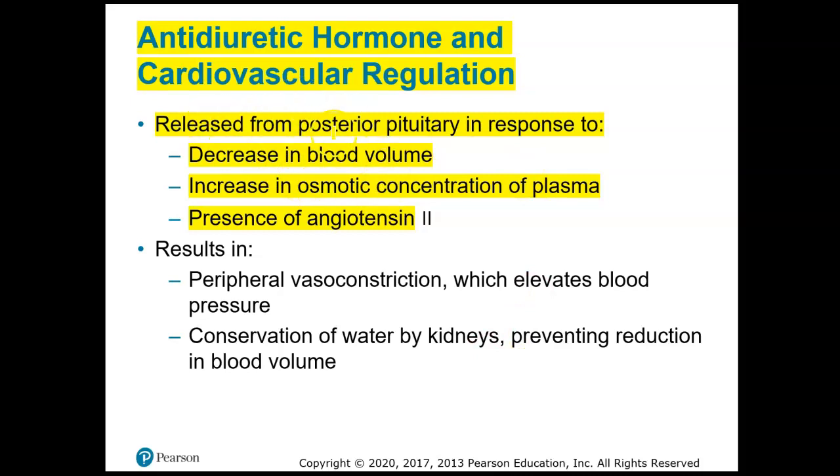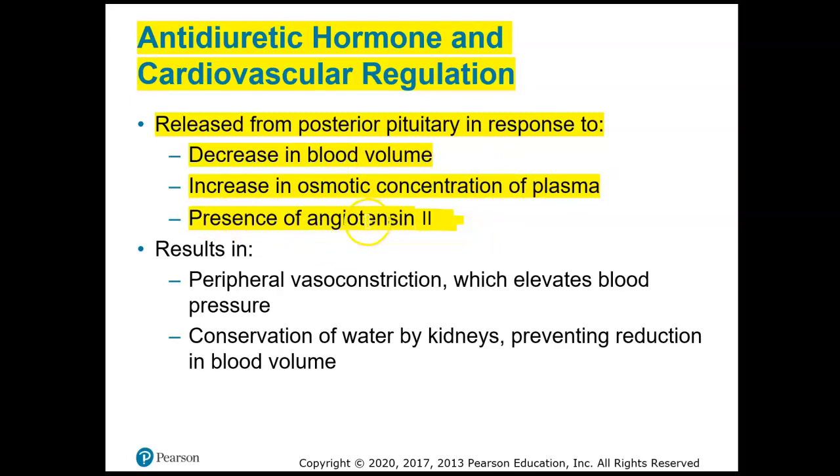ADH is released from the posterior pituitary gland in response to a decrease in blood volume, and it causes us to basically retain fluid, and that will increase blood volume, which will increase blood pressure. Okay, so that's how it works.